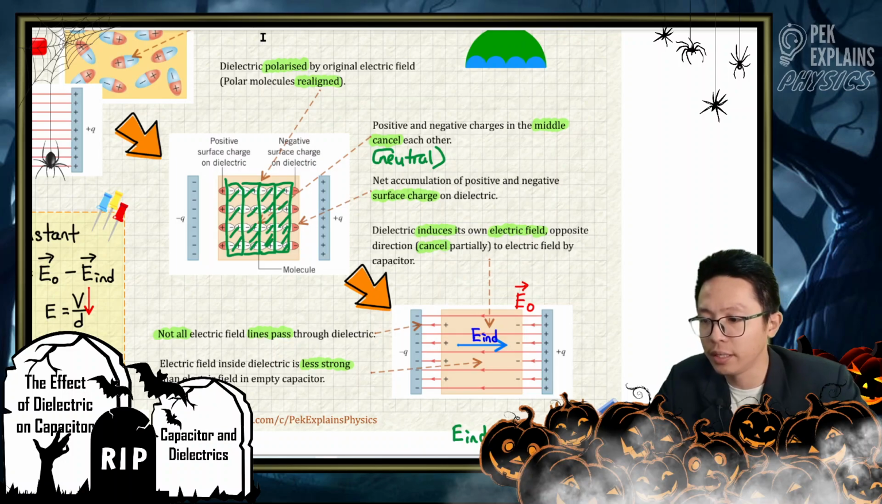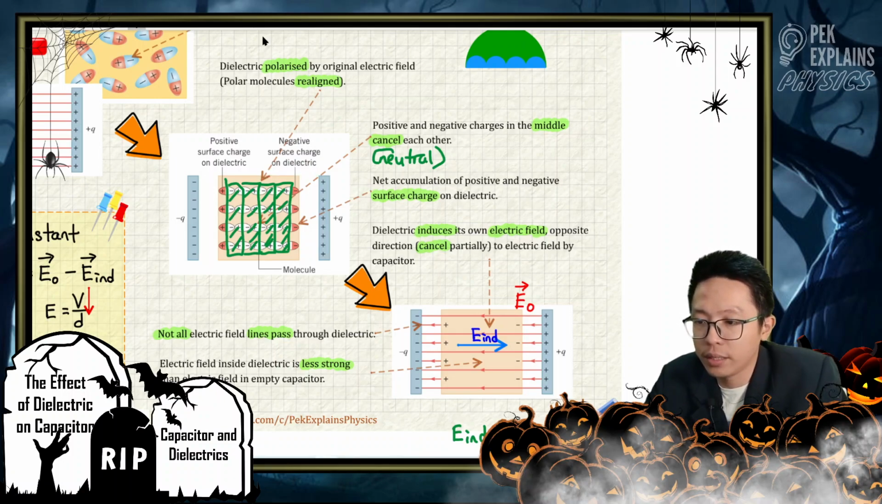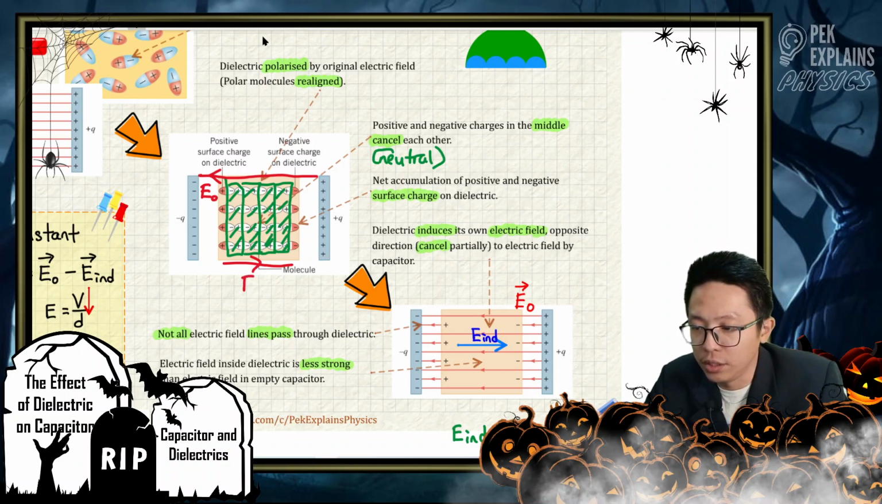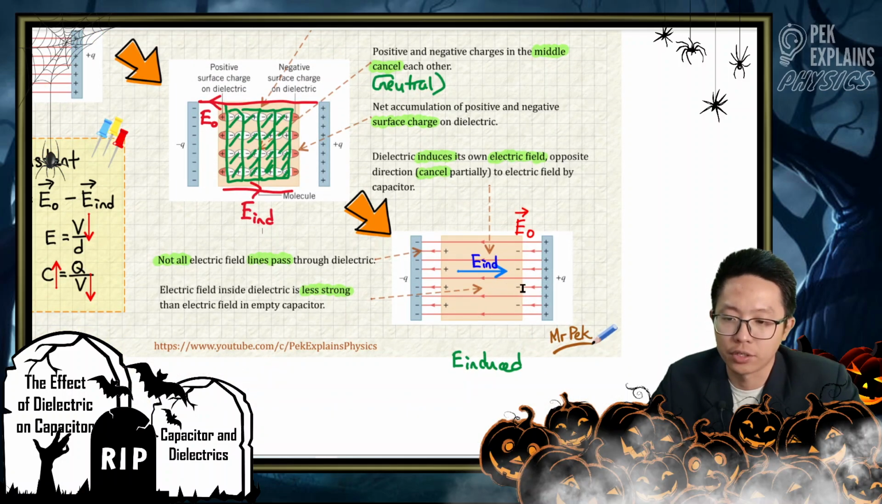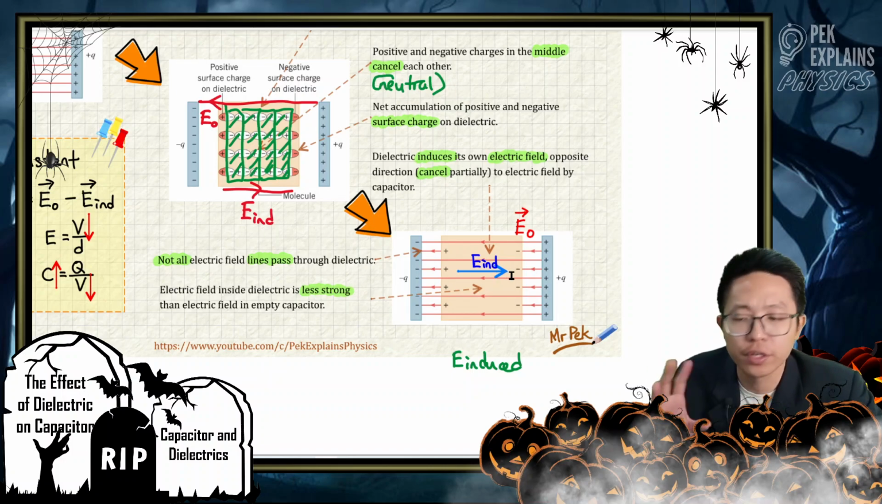Okay, let me draw for you again. The original electric field is from positive, okay, use a red one, positive to negative. This is the original electric field, but for the dielectric, it's also from positive to negative, but because the positive and negative invert, the induced electric field is in the opposite direction. You see that? Original electric field and induced electric field, opposite direction. But the electric field of the capacitor, of course, is bigger. It's higher than the induced electric field. The induced electric field is a very small electric field only.